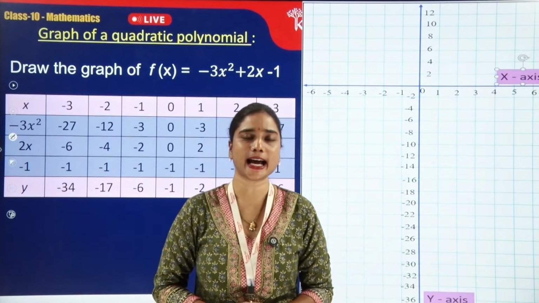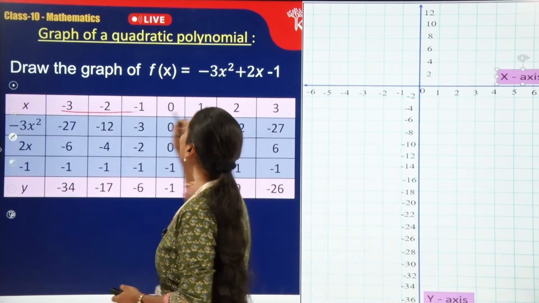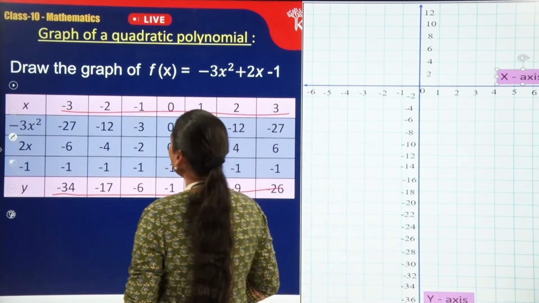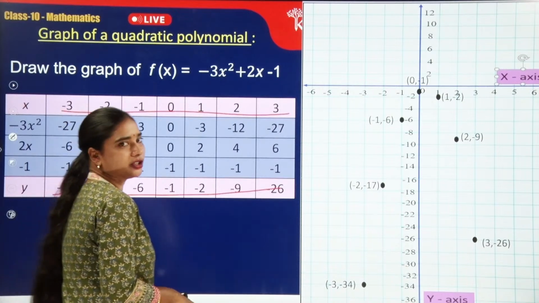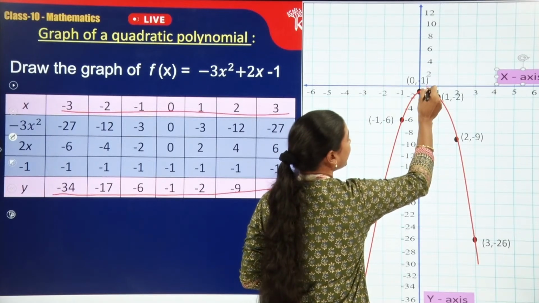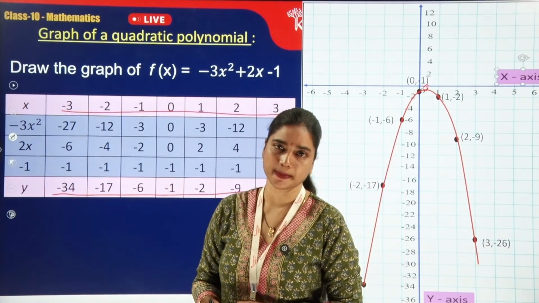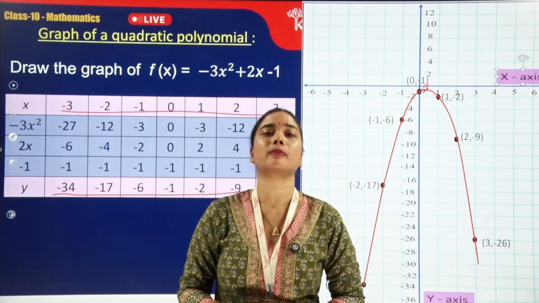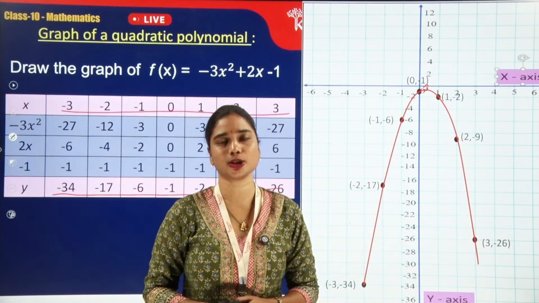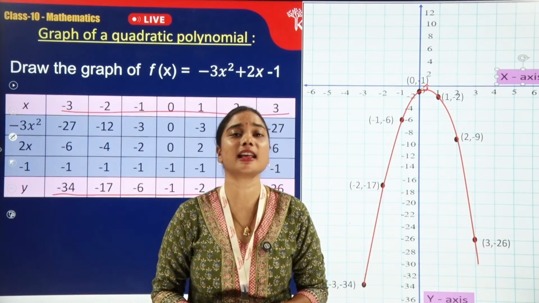Now plot the graph for the x and y coordinates. Take x values as x coordinates, y values as y coordinates. Now plot all these points on the graph sheet. Now join all these points. You observe that there is a minor gap between the x-axis and the parabola. Why did that minor gap come? Because for the given parabola b square minus 4ac is negative. It is not equal to 0 nor more than 0, it is less than 0.